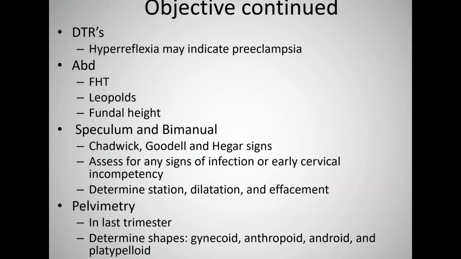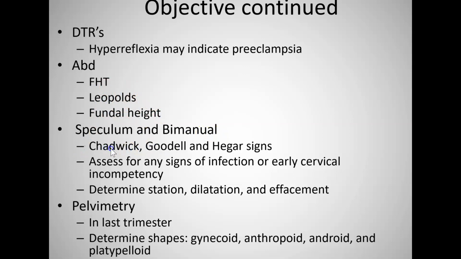Eclampsia is when they go off and have a full blown seizure because their blood pressure has gotten too elevated. But preeclampsia is a lot of things. You start dumping protein in your urine, your blood pressure goes up, you have edema, all of those type of things. Abdominal, you need to do the fundal height, fetal heart tone, presentation, Leopold's.